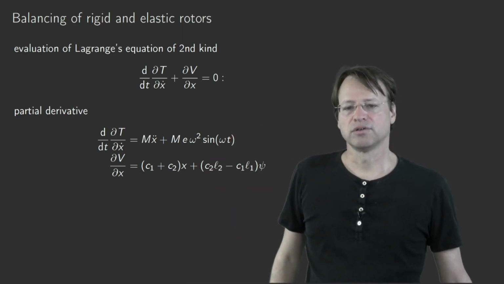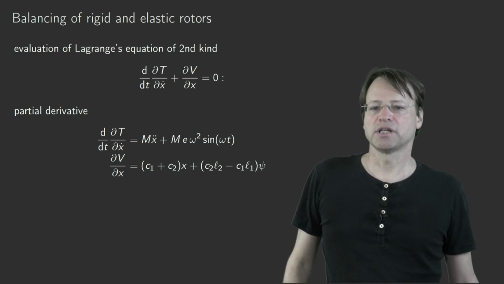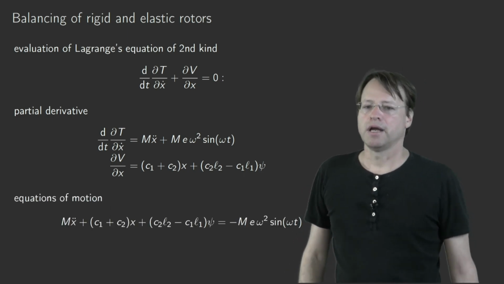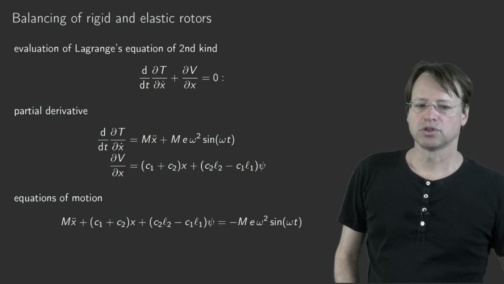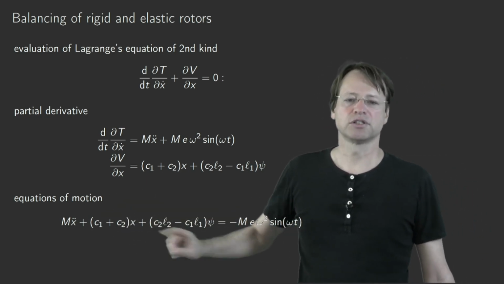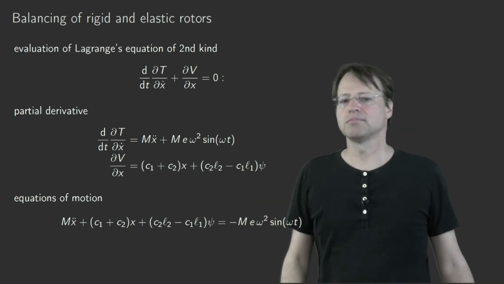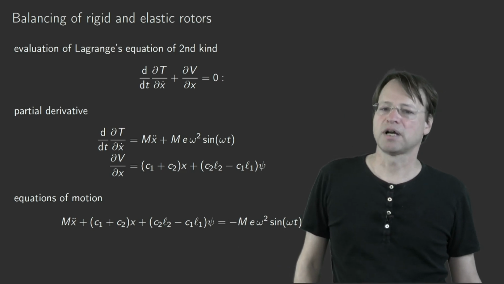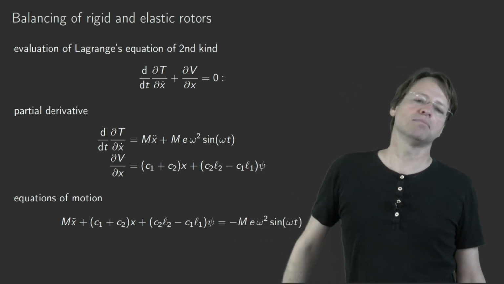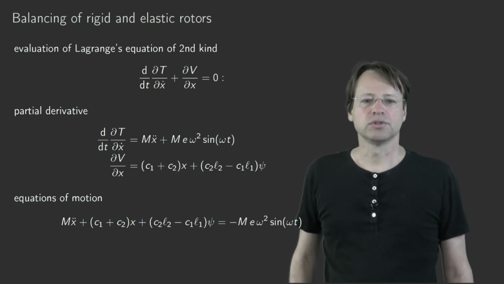I recall the partial derivatives. They were m x double dot plus m e omega squared sine omega t. And for the potential energy, we had c1 plus c2 x plus c2 L2 minus c1 L1 psi. And now this can be assembled to yield the equation of motion. And you can see that that equation of motion is now composed by an inertia part. Then there would be a classical spring stiffness part. Unfortunately, there's also a coupling term because of the two springs that couple the motion here, c2 L2 minus c1 L1. And you can see that there is an excitation present, at least if there is some kind of static imbalance here. And with this, let's move to T3 and to the second equation of motion.